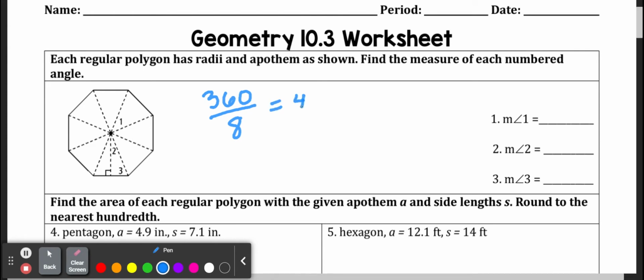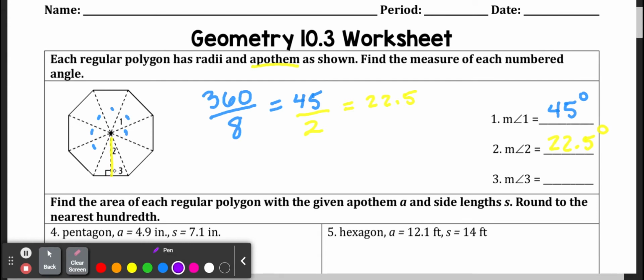If you actually divide that by 8, you get 45. So each one of these angles in here is going to be 45 degrees, the one I have in blue. So angle 1 is 45 degrees. Then angle 2 is going to be half of it, because the apothem, which is the name of the perpendicular piece, right here in yellow, cuts that 45 in half. So if I cut that in two, I'll get about 22.5 degrees right there.